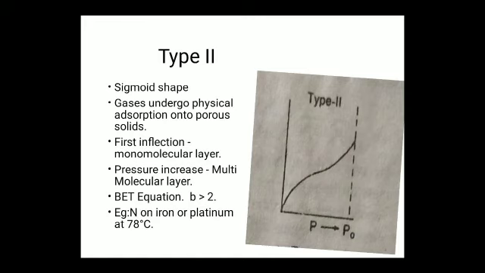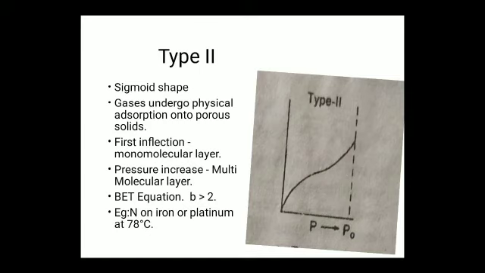Type 2 absorption isotherm. This type of isotherm produces a sigmoidal shape and occurs when gases undergo physical absorption onto porous solids. In this graph, the first inflection point represents the formation of a monolayer. When the pressure is increased further, multilayer formation occurs. This can be described by the BET equation.